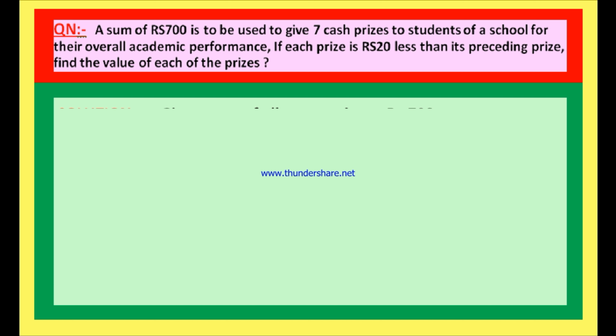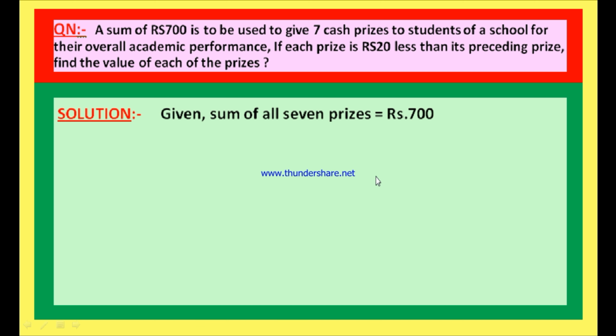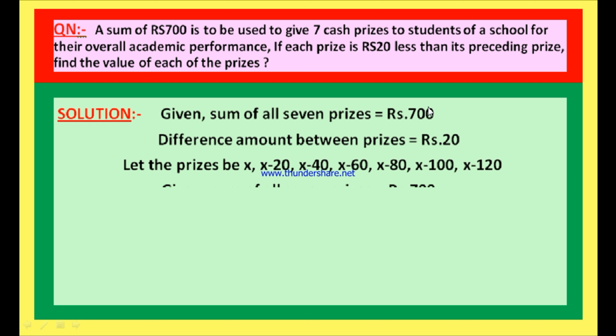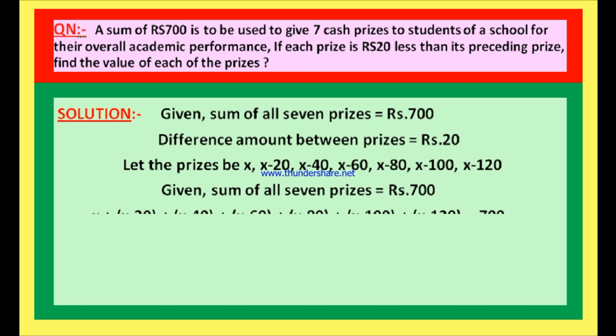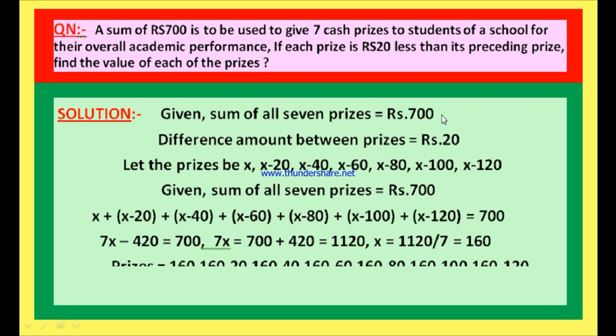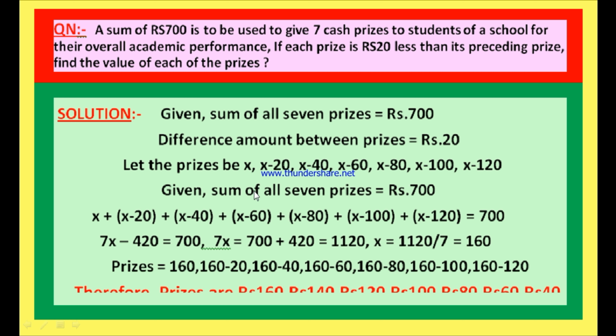Here we have 700 rupees with us. You see, given that the sum of all 7 prizes is 700 rupees, now we have to buy 7 prizes with 700 rupees. The condition is the difference between any 2 successive prizes should be equal to 20. Therefore, given that the sum of all 7 prizes is 700 rupees, the difference amount between prizes should be 20.